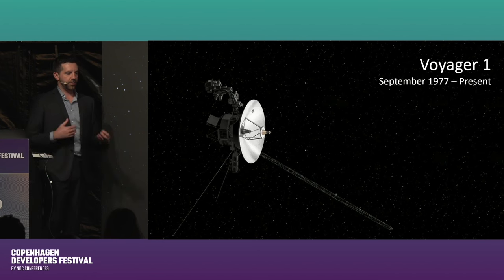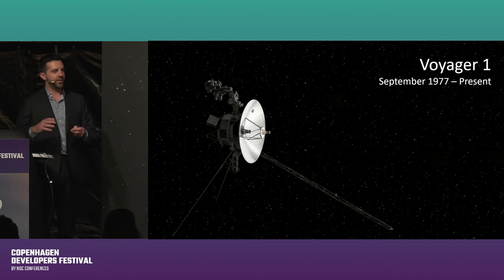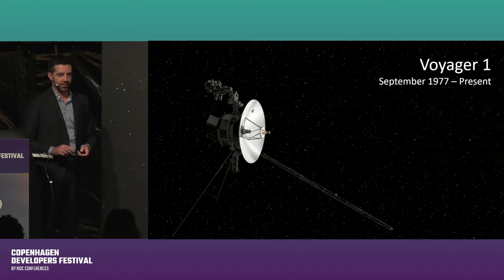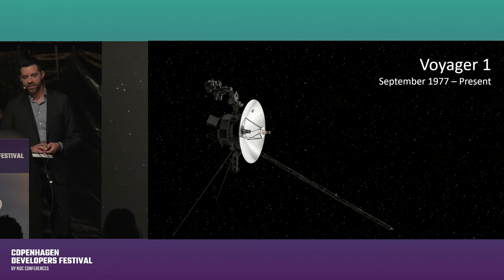So we'll talk about a couple smaller missions here. We're moving past the space race here and kind of into a more modern era. But this is also what I would call the golden age of spaceflight, because this was one of the most successful missions that NASA has ever launched. 1977, still going strong out there.